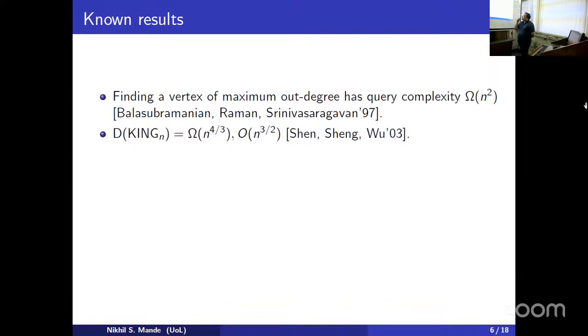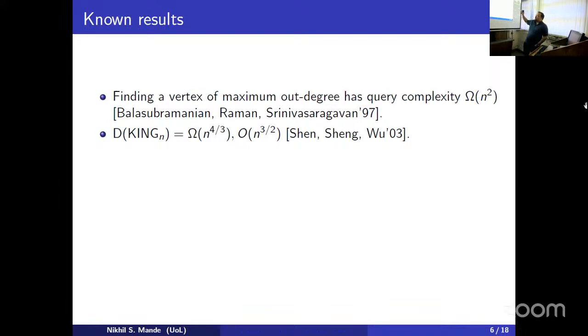There's a work of Shen, Sheng, and Wu from roughly 20 years ago, who devised an algorithm of cost order n to the 3/2. So note, this is for n-vertex tournaments, so you have theta n squared many edge directions. So you can actually find a king in a polynomially smaller number of edge queries. And this proof is fairly simple. If we have time, we could even go over it later. They also showed a non-matching lower bound of omega n to the 4/3. And despite quite a lot of research in this area, this is state of the art.